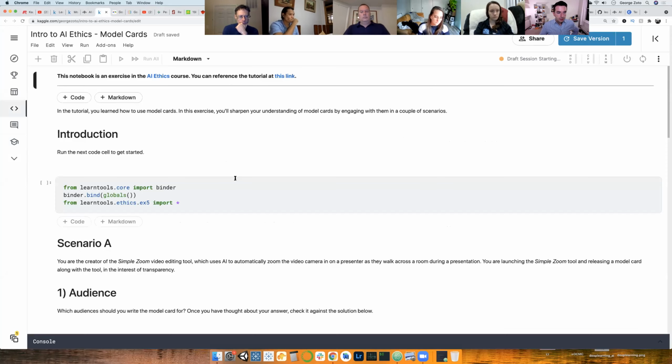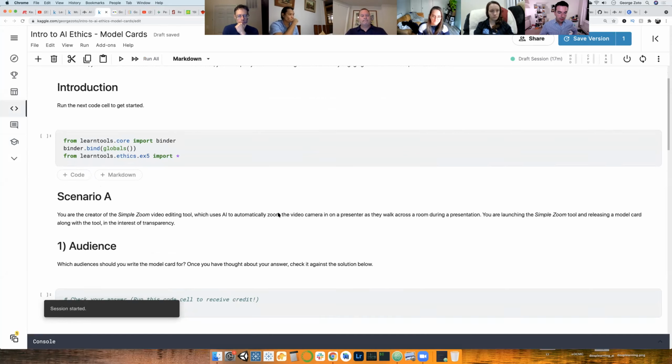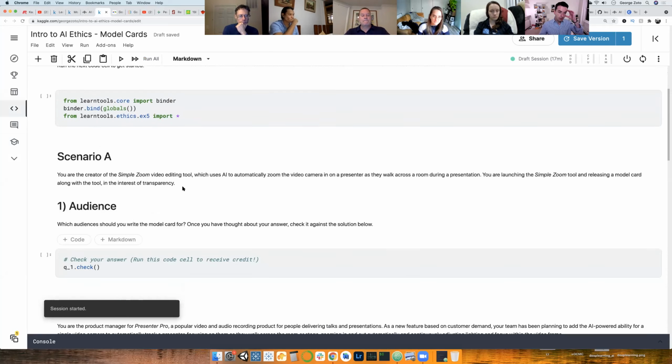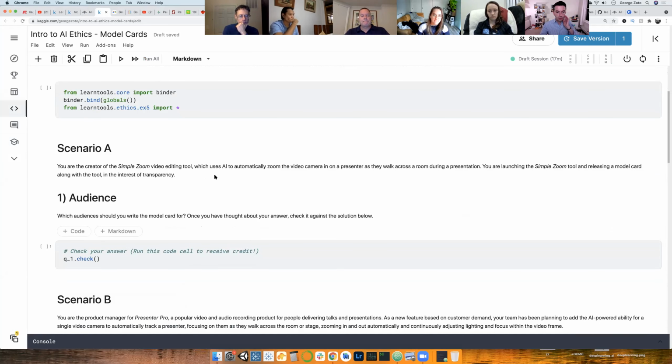Cool. And the very last exercise here, I'll look at two simple applications. One is called Simple Zoom, a video editing tool which uses AI to automatically zoom the video camera on a presenter as they walk across the room during a presentation. So basically we're having Zoom and I want to move a little bit to the left or to the right. I'd like the camera to stay focused on me. If I move far away, the camera should zoom in. If I'm closer, the camera should zoom out.